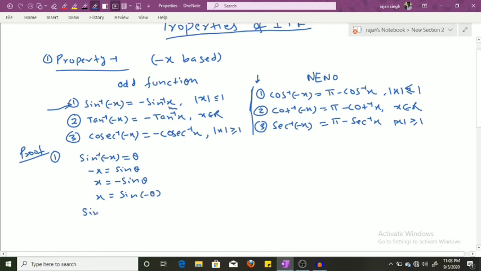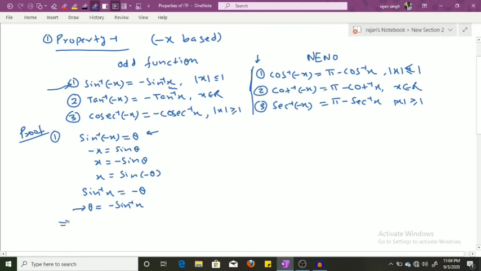Now again you can write this as sine inverse x equal to minus theta. So theta, what is coming from here? It's minus sine inverse x. This is theta and this is also theta, meaning they will be equal. So from these two, sine inverse of minus x equals minus sine inverse x. It's very basic, nothing extra applied, just one very easy concept.